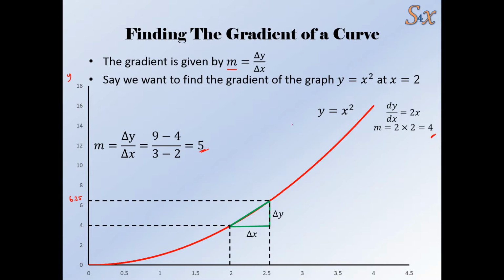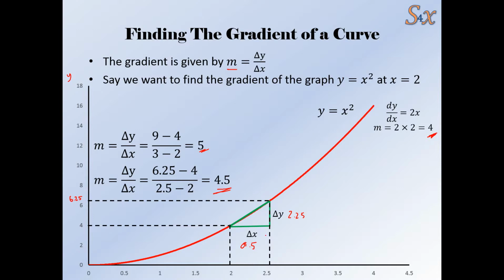The change in x is 0.5 here, from 2 to 2.5, and the change in y goes from 4 to 6.25, so it's 2.25. So we can work out the gradient again. Delta y over delta x gives us 2.25 on the top over 0.5 on the bottom, which gives us a gradient of 4.5. We're getting pretty close to the gradient we know it should be, which is 4, but we're still not quite there, okay?